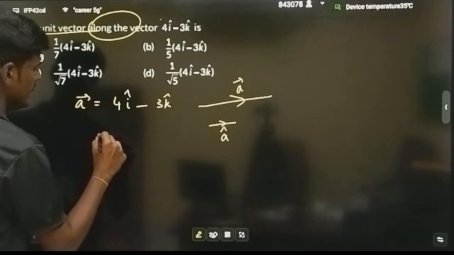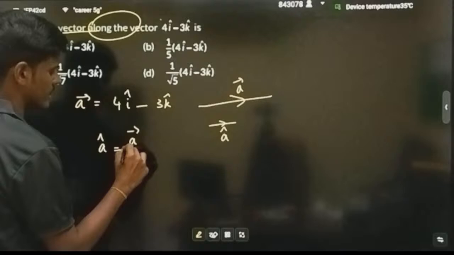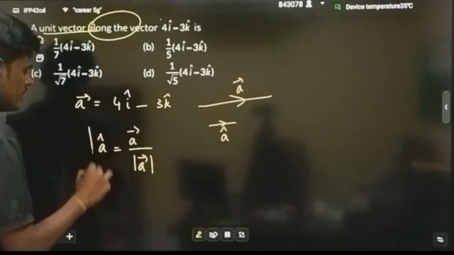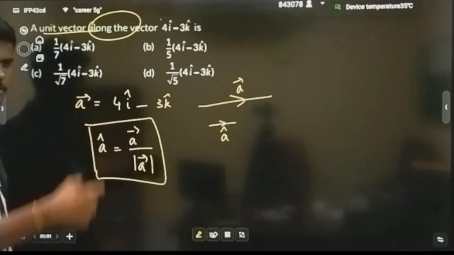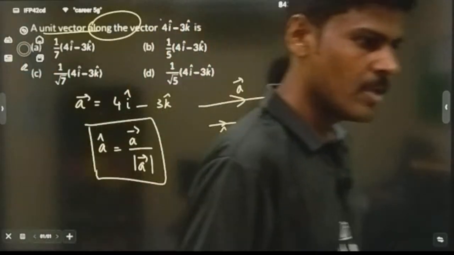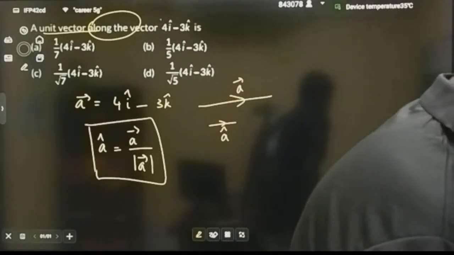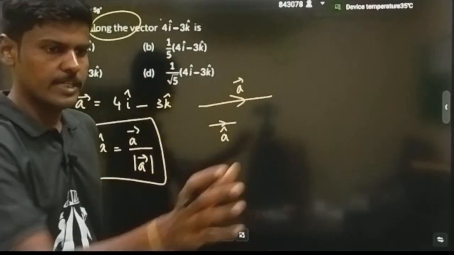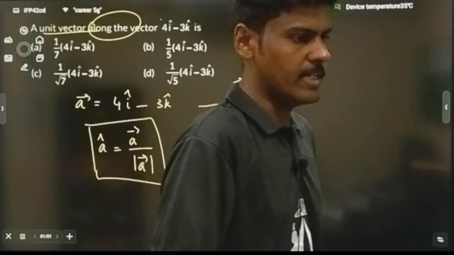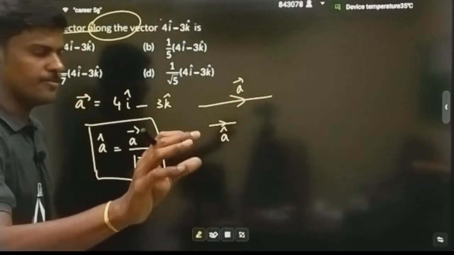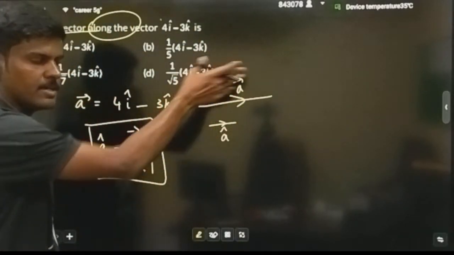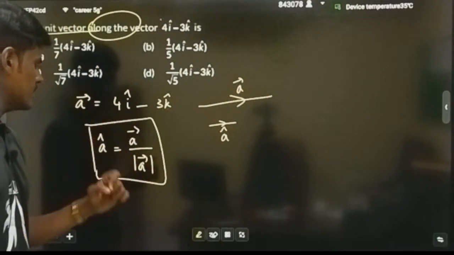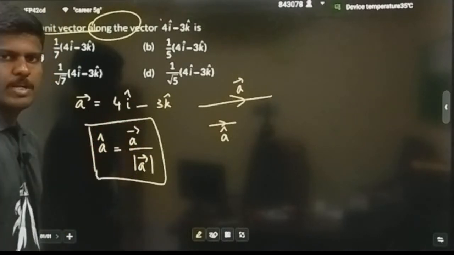So the unit vector is given by A cap, which is nothing but A vector divided by its magnitude. This is the formula for unit vector. What is the unit vector? A cap is equal to A vector by modulus A vector. What is the projection of A on B? We will come to that topic once we start scalar product, where we will discuss the projection of one vector onto another vector. Just hold for some time. We will complete these types of vectors, and when we go to scalar product, we can discuss that topic. Okay, A cap is given by A vector by modulus A vector.